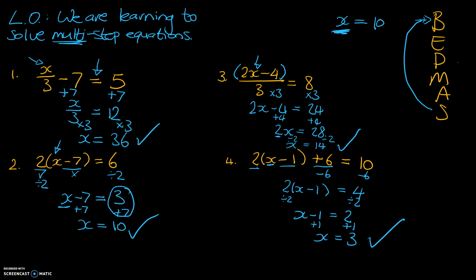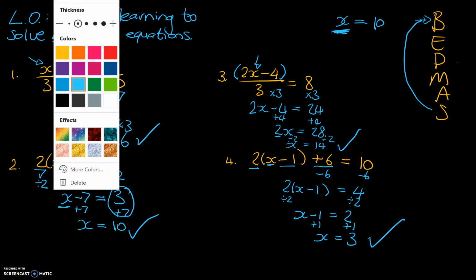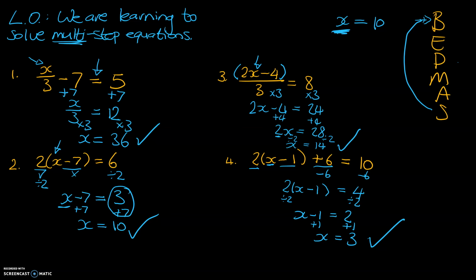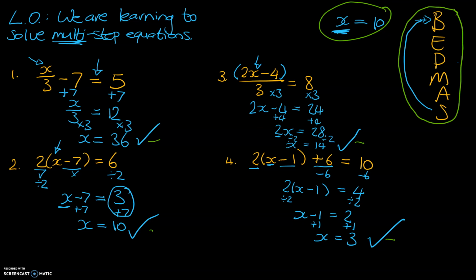So hopefully this explanation of multi-step equations was useful. The key thing I'm looking for you guys to remember is the name of the game is to get x by itself, and we've done that in all 4 equations. And how we do that is by removing the numbers around the x by using the reverse BEDMAS method.